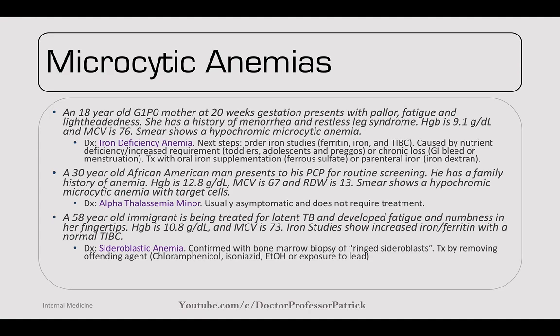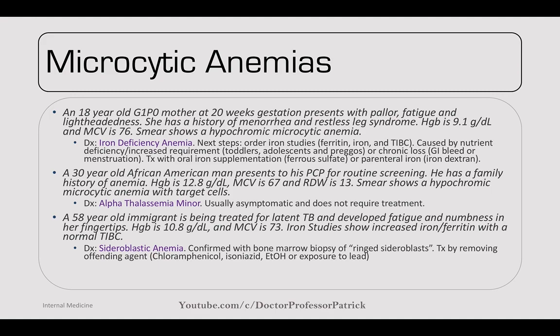Next up, there's a 30-year-old African-American man who presents to his PCP for routine screening. He has a family history of anemia. His hemoglobin is 12.8, and his MCV is 67, and RDW is 13. The smear shows hypochromic microcytic anemia, and there are target cells. So this is an alpha thalassemia minor. There's not often a lot of symptoms, but they can have a family history of thalassemias.